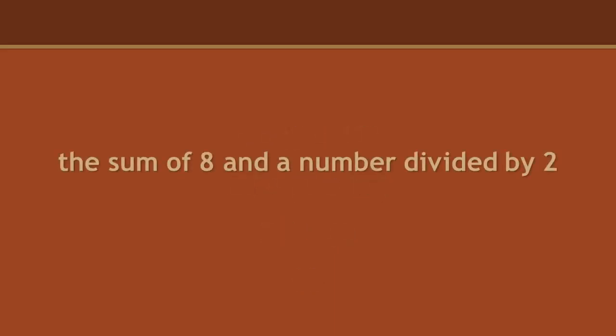Okay, so let's take a look at a couple more. Let's write an expression for this one. The sum of 8 and a number divided by 2. This is going to have a couple of operations in this expression. First we have the sum of 8 plus a number, because sum is always going to equal addition. So the sum of 8 and a number divided by 2.